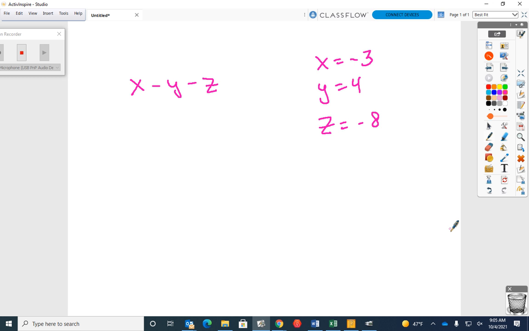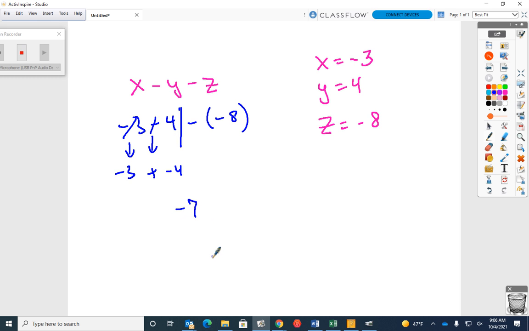Okay, so I'm going to first replace these. Substitute. So I have negative 3 minus what's y? 4 minus what's z? Negative 8. Okay, that's the first part, right? Now look at this. Is it normal? It's not normal, is it? So what's my rule if it's not normal? Copy, add opposite. I'm going to take care of these first ones, right? So copy, add, cross this out, cross this out. What's the opposite of 4? Negative 4. I owe 3 and I owe 4. How much do I have? I owe 7, right? Then I'm going to bring this down.